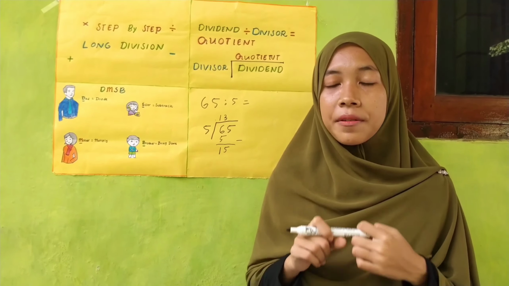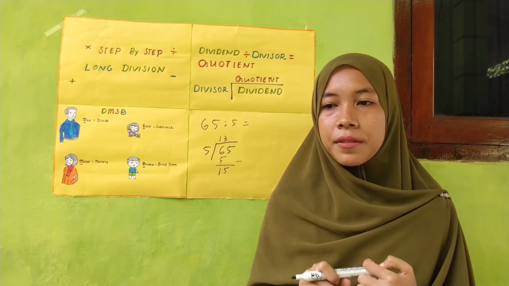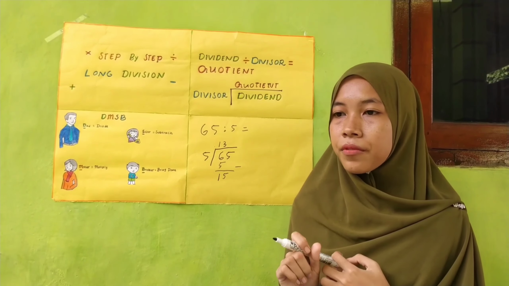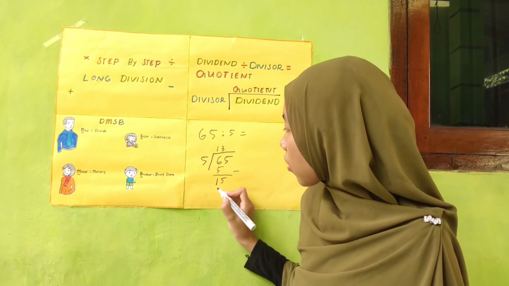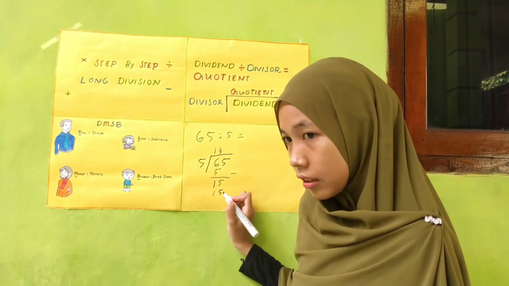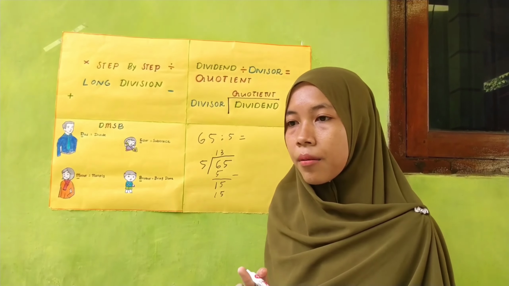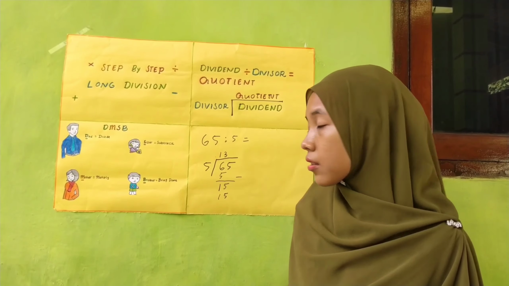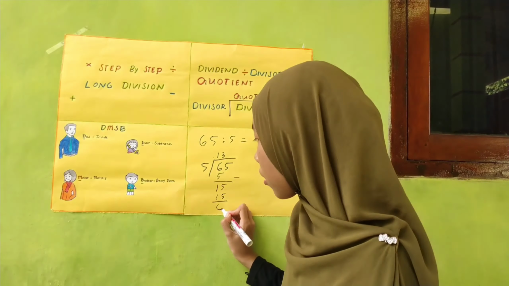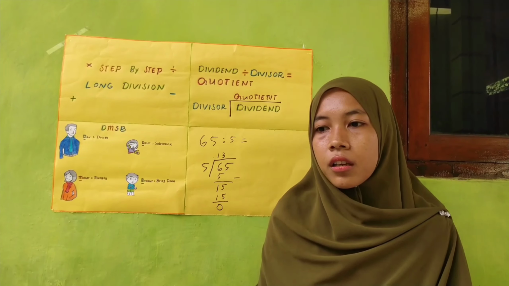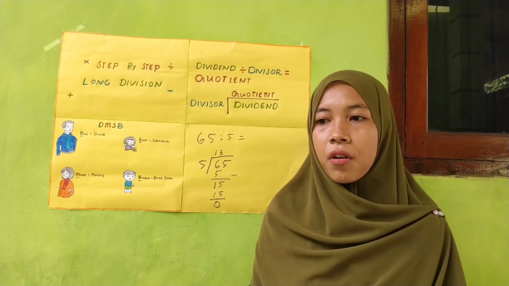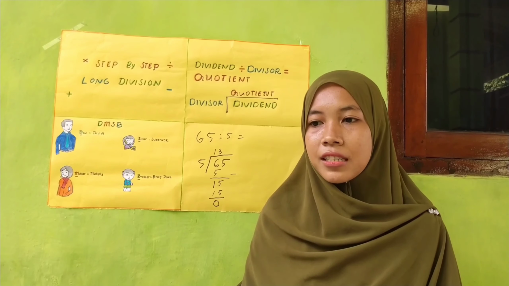Step 3. S for subtract. Now, we subtract 15 from 15. 15 minus 15 equals 0. There is no need for step 4. We have finished the problem.